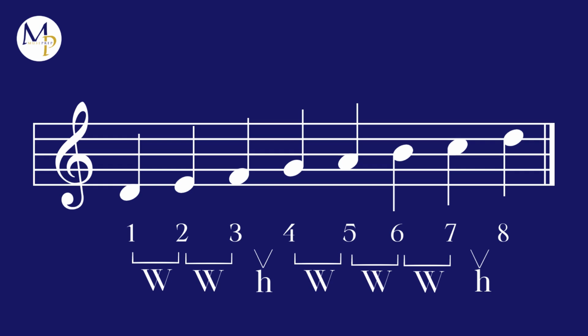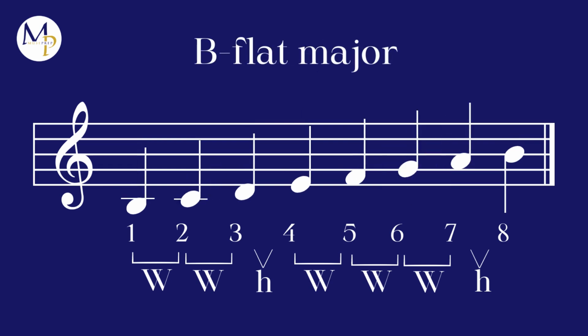For example, D major has two sharps, F sharp and C sharp. B flat major has two flats, B flat and E flat. There is, however, a much faster method.